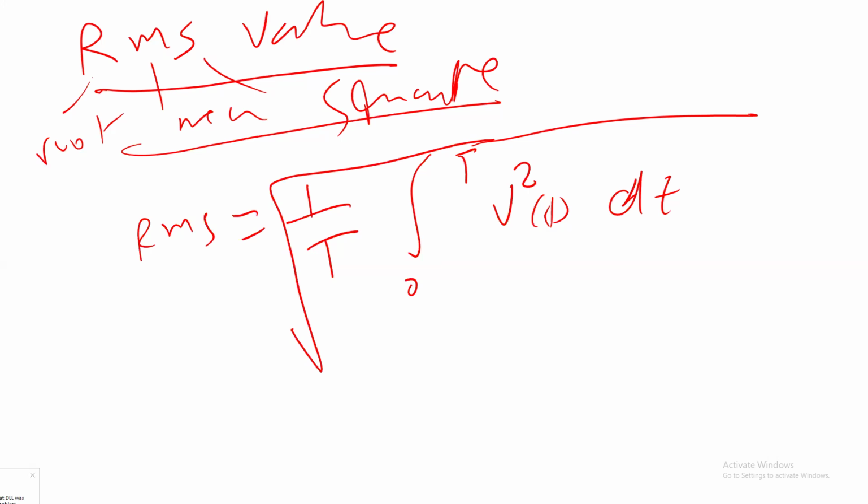And then you take a square root. You can calculate this value for any signal, and you call it RMS.